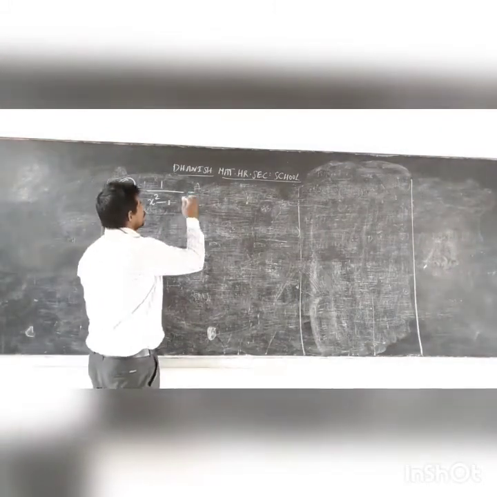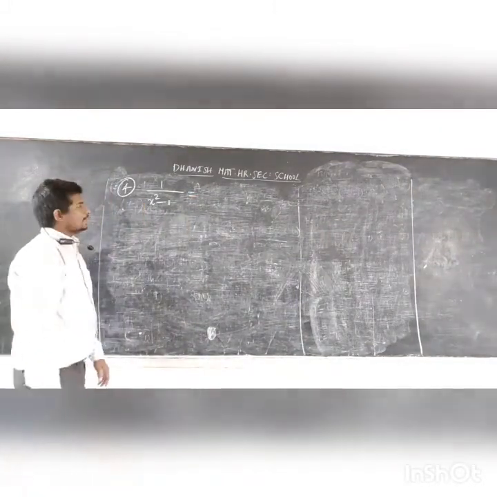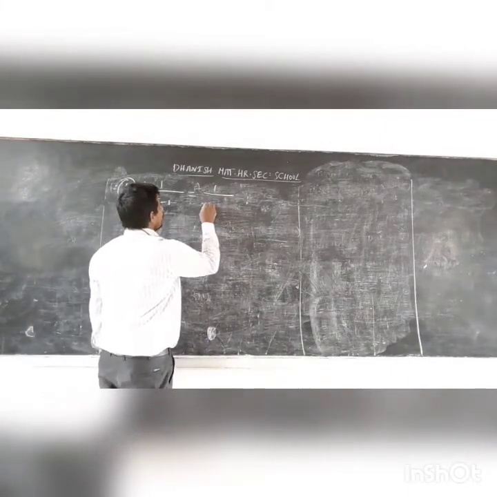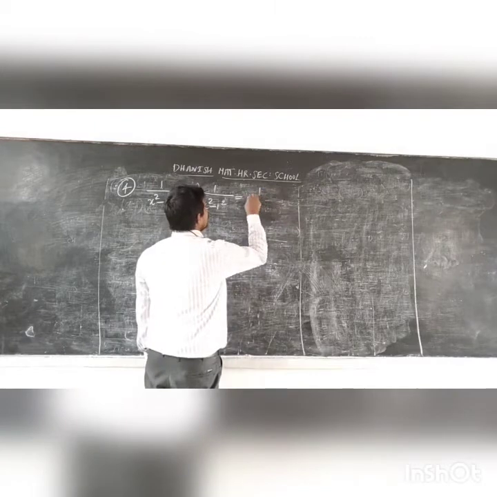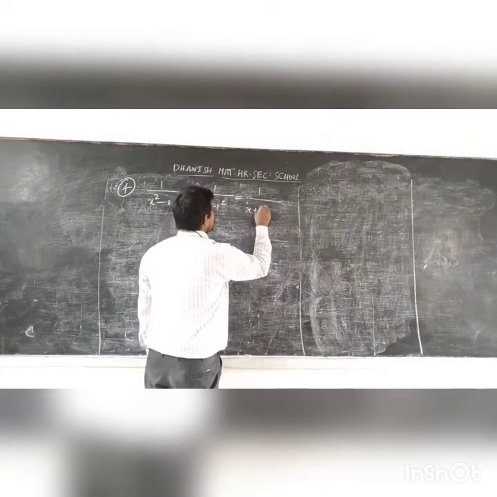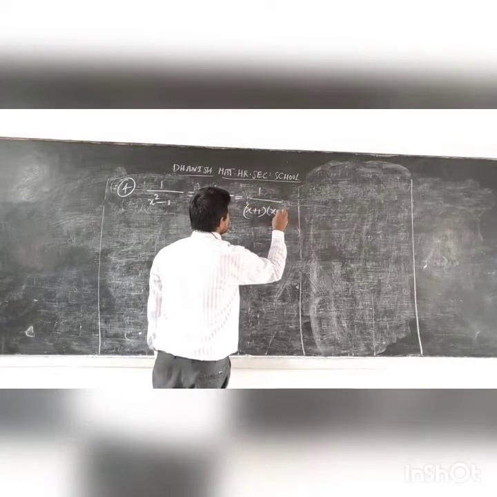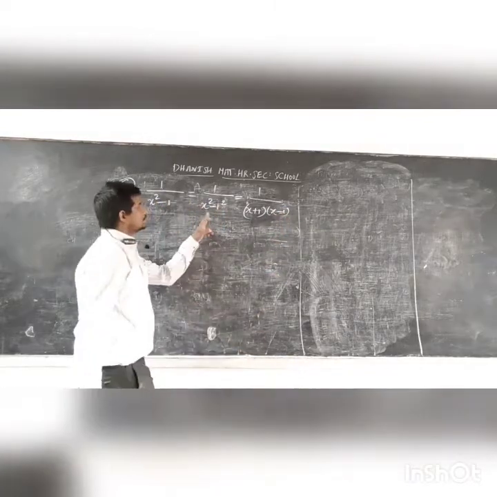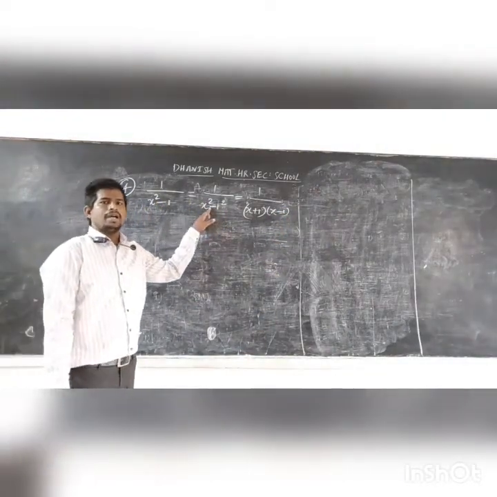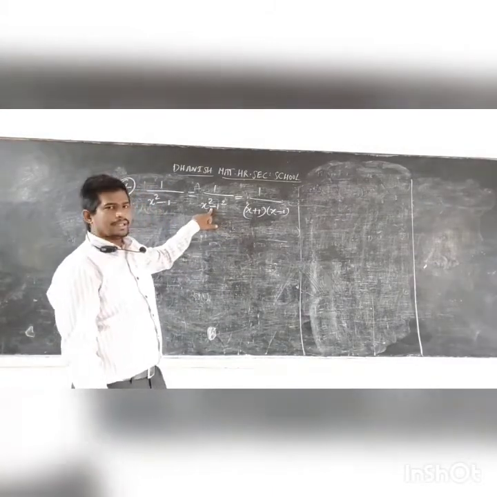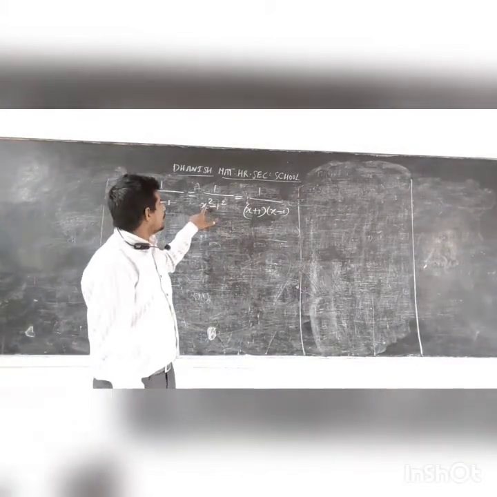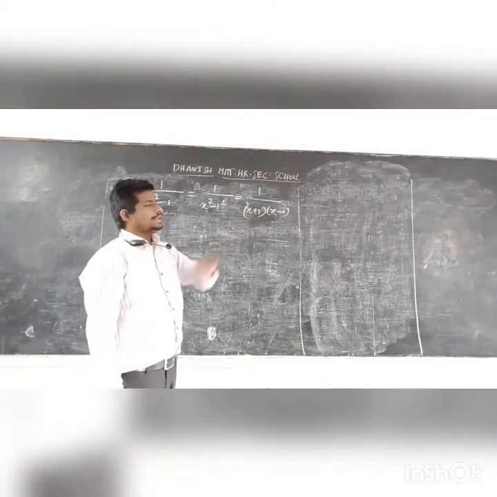Now, this can be written as 1 by x square minus 1 square. So this is equal to 1 by x plus 1 into x minus 1. Yeah, this is the form of a square minus b square. So I'm going to apply a square minus b square formula. A square minus b square equal to a plus b into a minus b. So it can be written as x plus 1 into x minus 1.